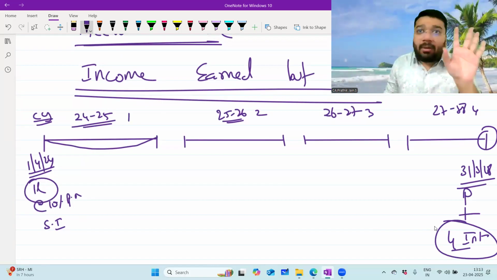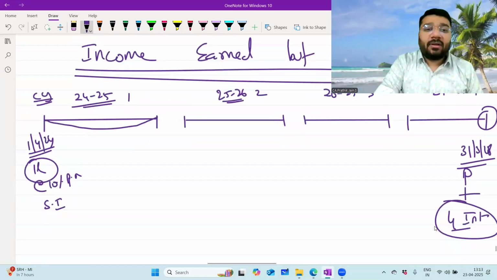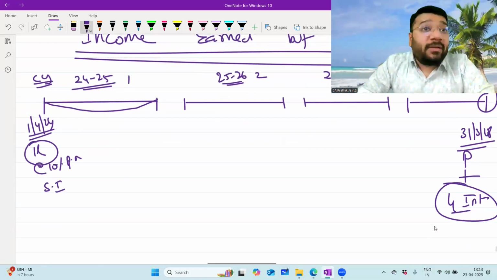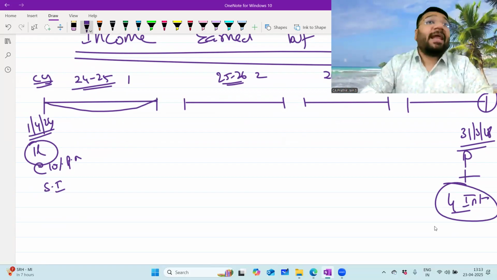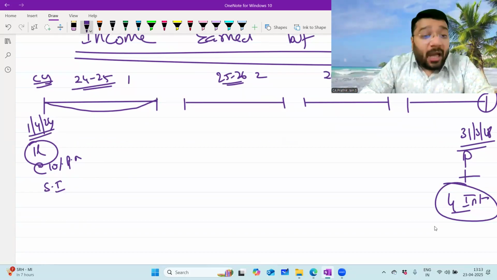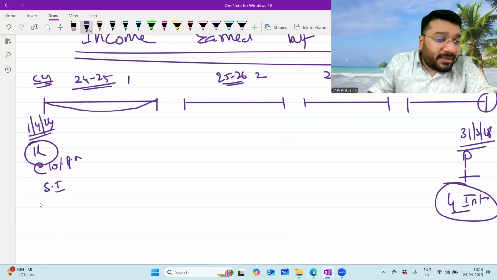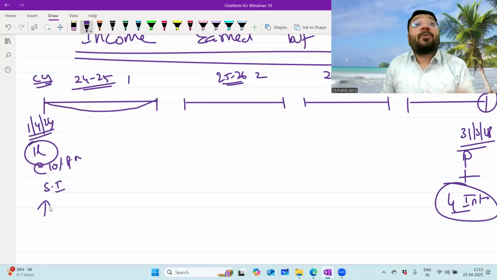Okay. Any problem in this? Now, we are following the accrual basis of accounting. Accrual basis says: record income when it is earned. Now, are we talking about goods here or service here? Service here. Who is providing service to whom?